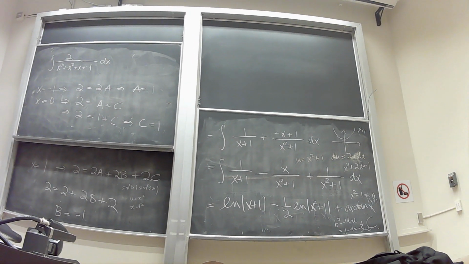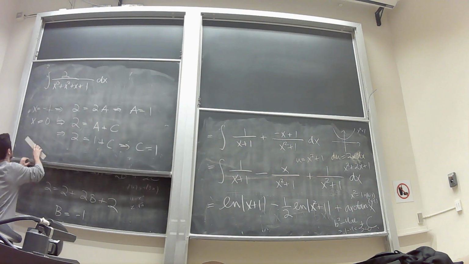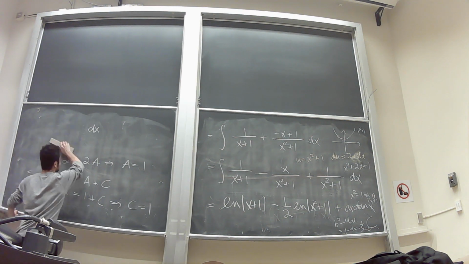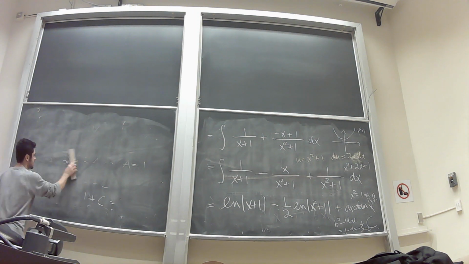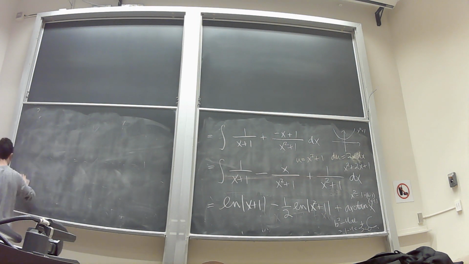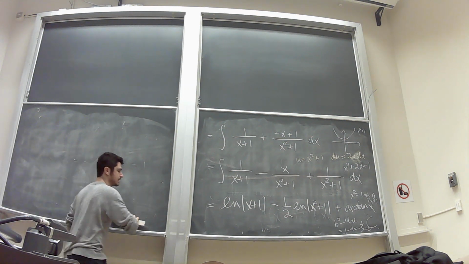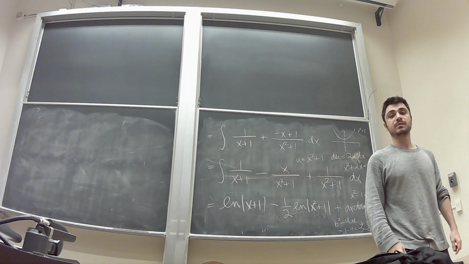So let's get started. Last time, on Friday, we proved Lagrange's theorem, which stated that if G is a finite group and H a subgroup of G, then the number of elements of H divides the number of elements in G.